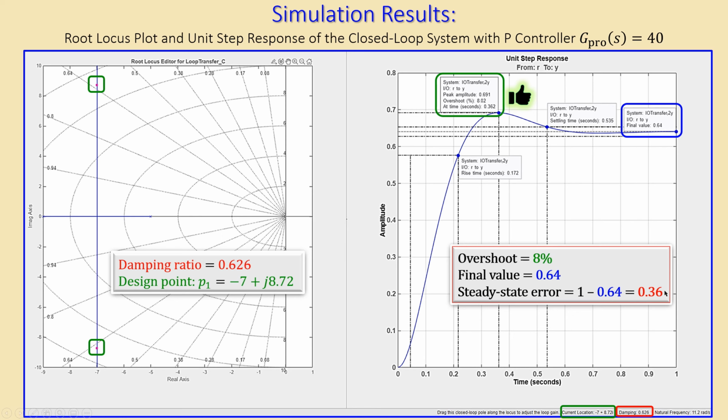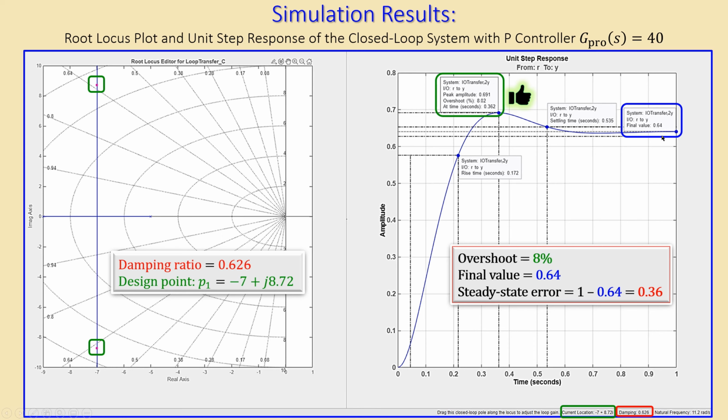So that is the error that we of course need to reduce by a factor of 5 in the lag control design. We also see the settling time is approximately 0.54 seconds, and the rise time is approximately 0.17 seconds. We will discuss these two also shortly, but these are of course not the design specifications.